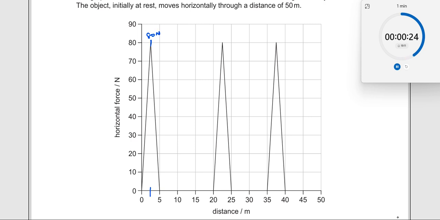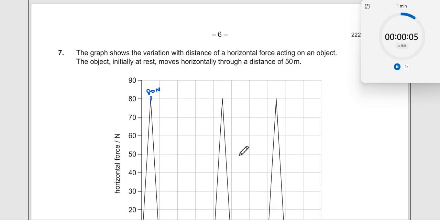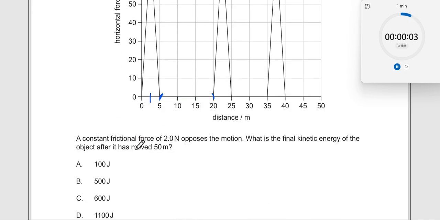Then what happens? When the force in this region from here to here, there is no force applied but still the object is moving. But here once again the force is applied and once again it comes like this. So like this you are applying spikes of forces, and it continues to move until a distance of 50 meters, and it also has a friction.